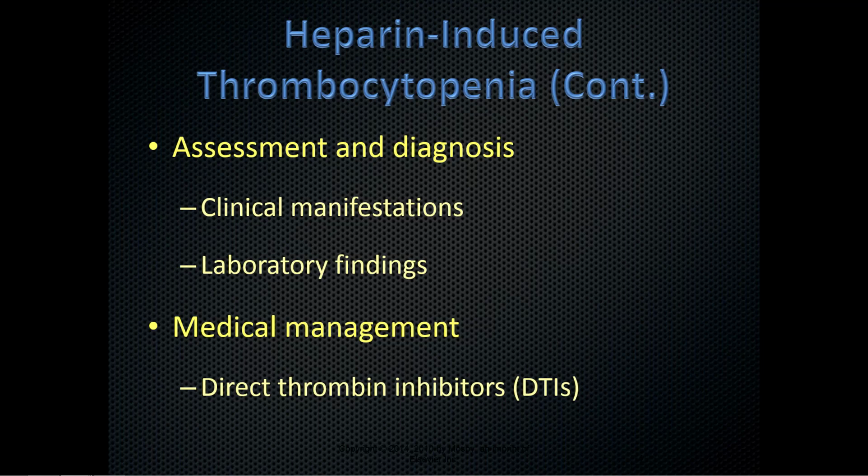Direct thrombin inhibitors can be used to treat HIT, and these are also referred to as DTIs. DTIs bind directly to the thrombin molecule, thereby inhibiting the action of thrombin. Two such medications are currently used in the United States, and the most common one is argatroban.